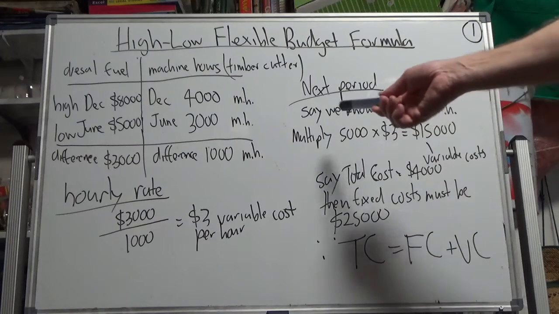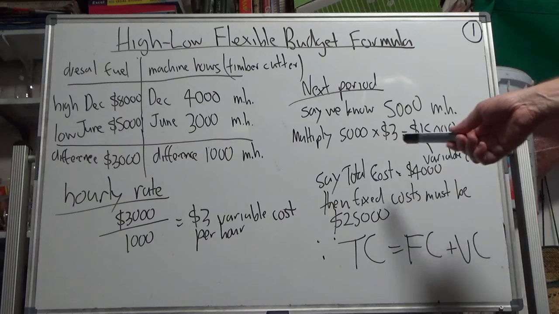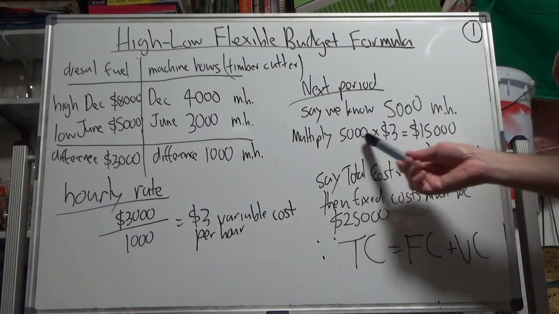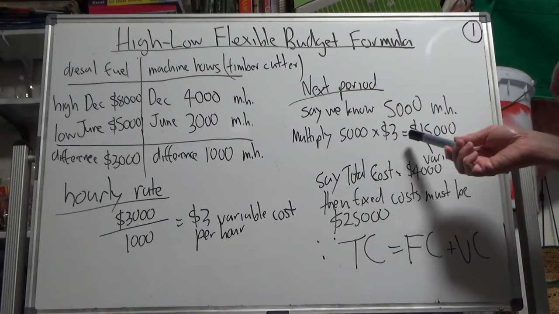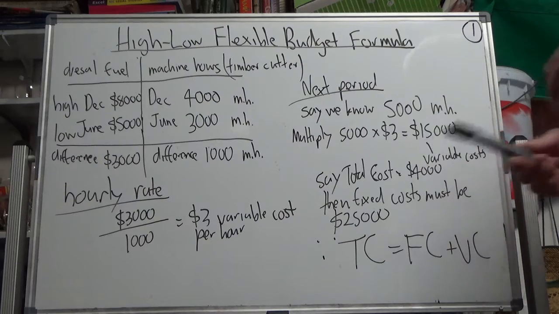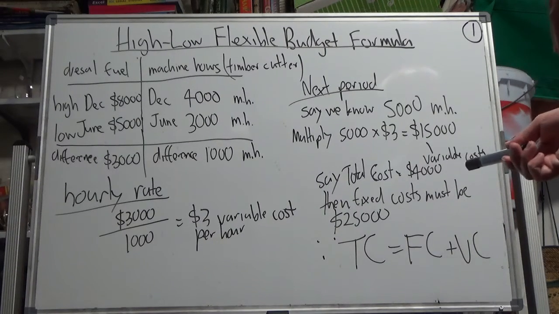In the next period, say we knew a job was 5,000 machine hours, you simply multiply the machine hours in that job card, 5,000, multiplied by the rate, $3. We know that that job's going to cost $15,000, and that's variable costs.